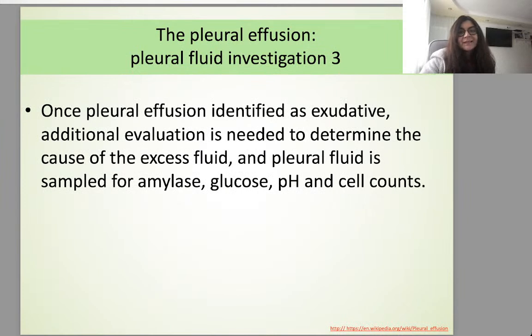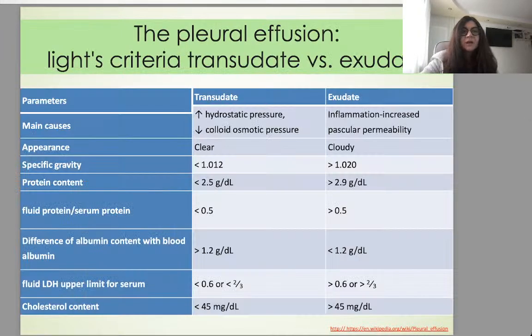Once pleural effusion is identified as exudative, additional evaluation is needed to determine the cause of the excess fluid, and pleural fluid is sampled for amylase, glucose, pH, and cell counts. Criteria for when fluid is exudative, what we discussed, or transudative. According to investigation of fluid, we can divide this type of fluid.